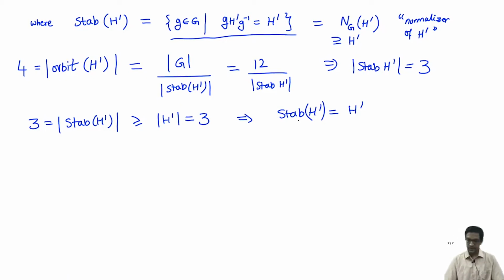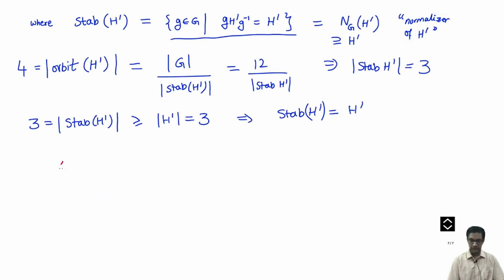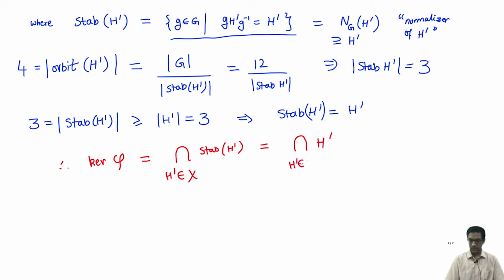So what does that give us? It helps us determine the kernel. I was trying to determine the kernel of this map, which is the intersection of all the stabilizers. Now I know what the stabilizers are. So the conclusion is that the kernel of this map phi is nothing but the intersection of all the stabilizers, with H prime running over all the 4 subgroups, but the stabilizers are themselves the H primes.